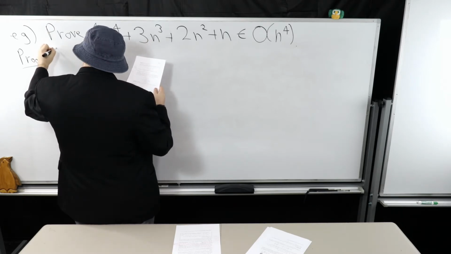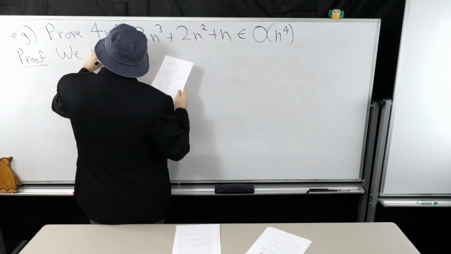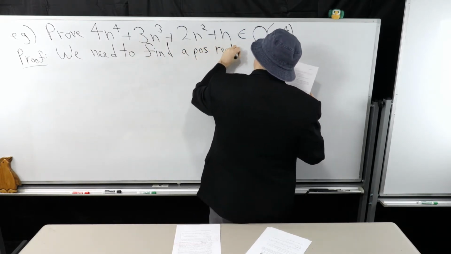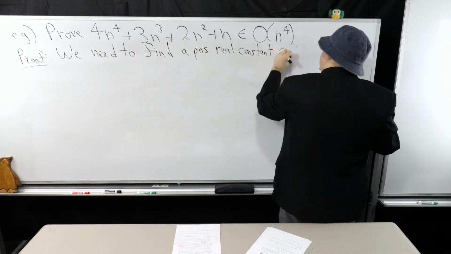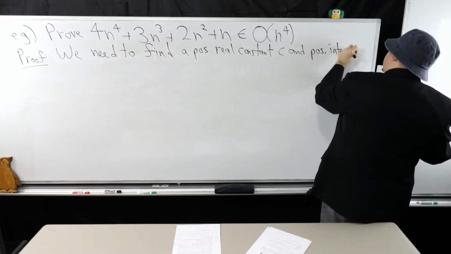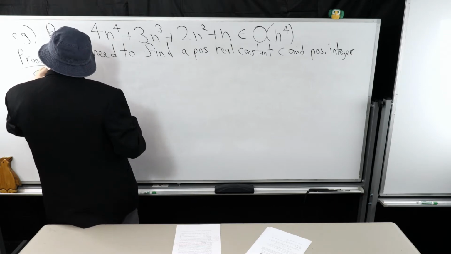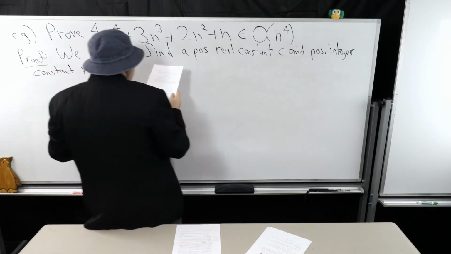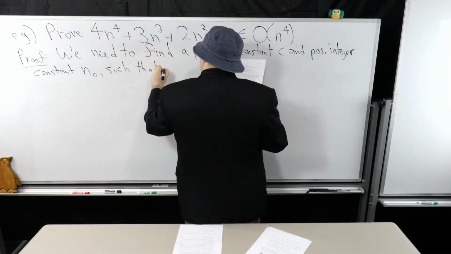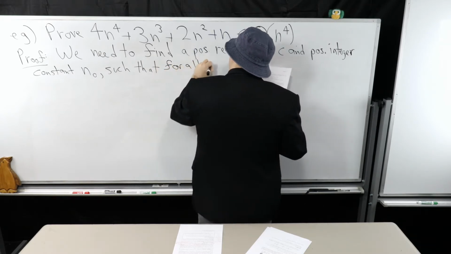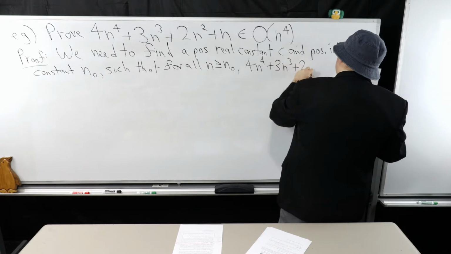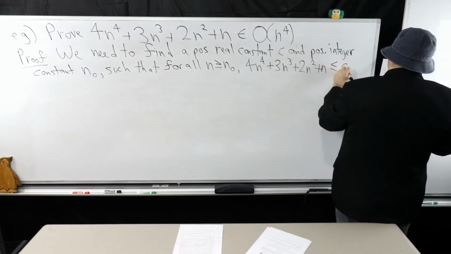Okay, what do we normally do? We state what we're going to prove, right? We need to find a positive real constant C, and a positive integer constant n0, such that for all n greater or equal to n0, 4n to the 4 plus 3n cubed plus 2n squared plus n is less than or equal to c times n to the power of 4.